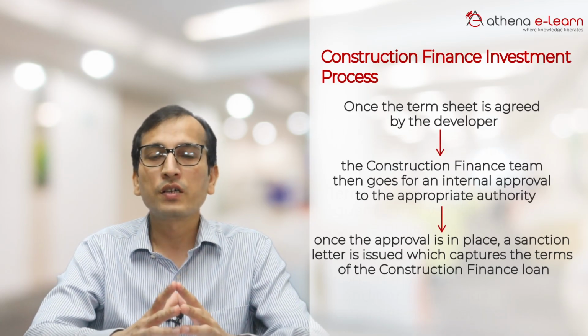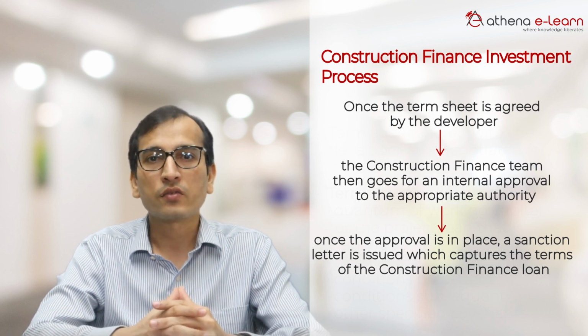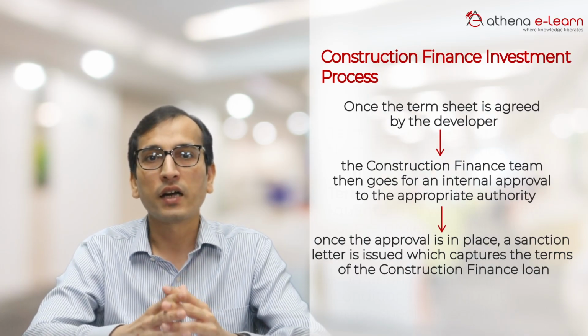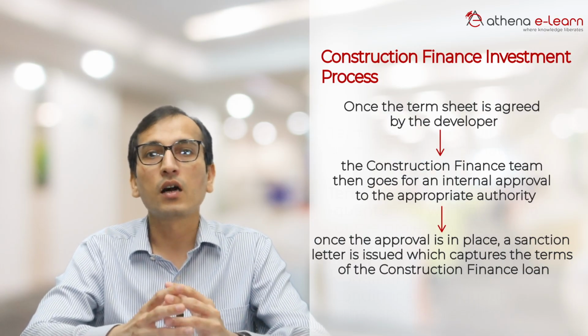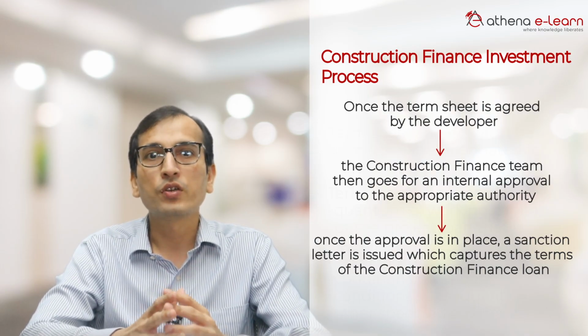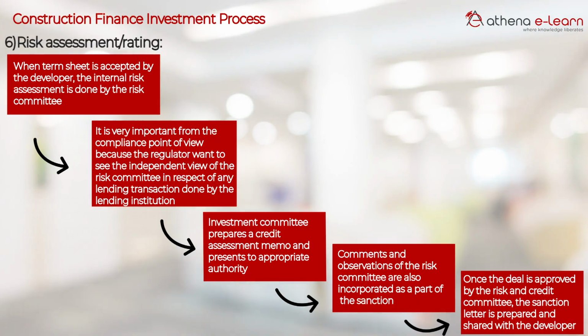Once the term sheet is agreed by the developer, the construction finance team then goes for an internal approval to the higher committees, including the board, for the particular transaction. And once the approvals are in place, a sanction letter is issued which captures the terms of the construction finance loan. Once the term sheet is accepted by the developer, the internal risk assessment is done by the risk committee.